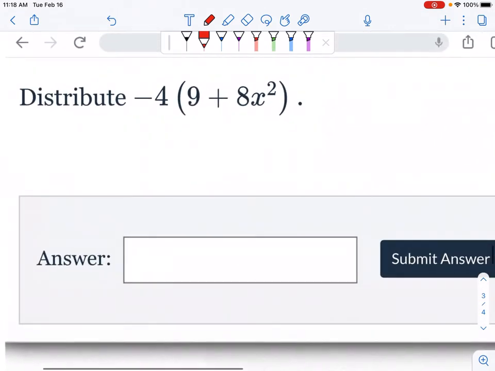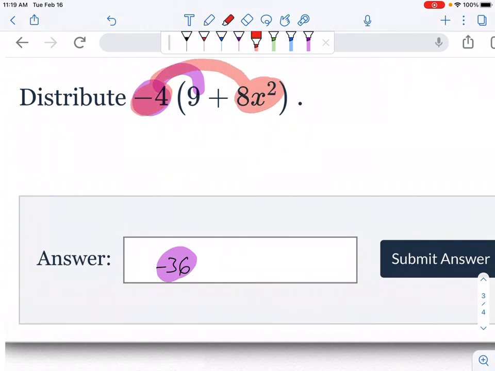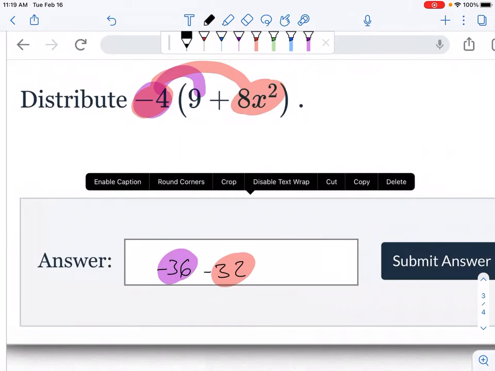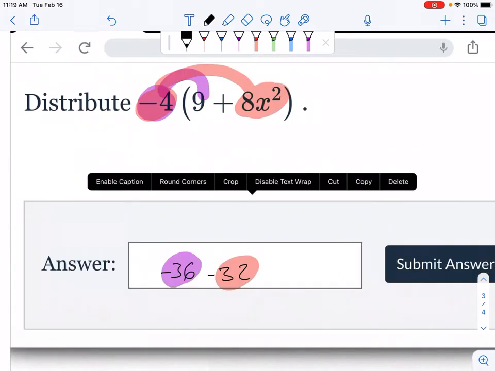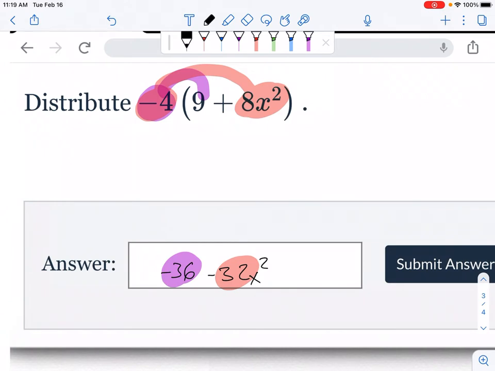Okay, if I have to distribute on a negative 4, I'm just going to multiply a negative 4 times 9. And that's going to give me negative 36. And then I'm going to do a negative 4 times 8x squared. And negative 4 times 8 is negative 32. And then the x squared isn't being changed at all, so I'm just going to leave it as x squared.